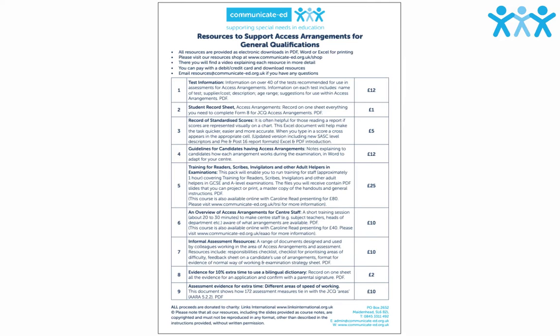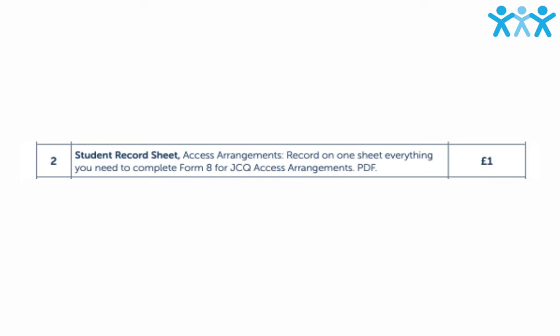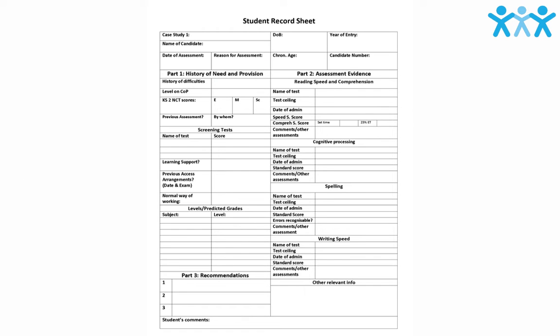The second resource is our student record sheet. This is a form which you can record everything that you need to complete a Form 8 as evidence for access arrangements. It's not an alternative to Form 8, but can be used in a student's file to keep a record of all their scores in one place, so you don't have to search through the file to find individual test papers. This document comes as a PDF.